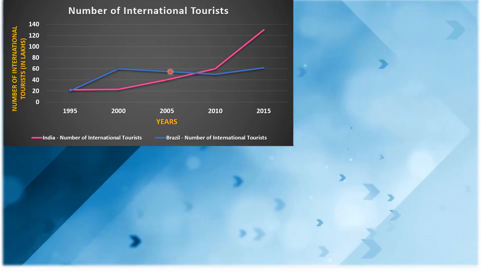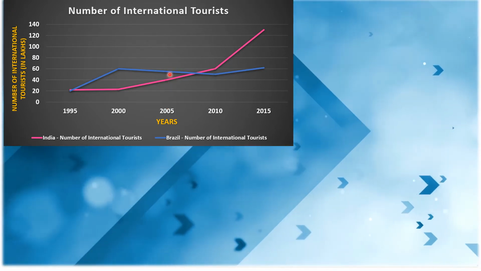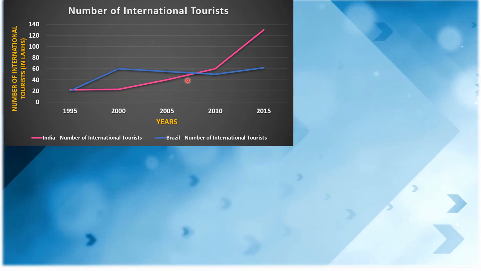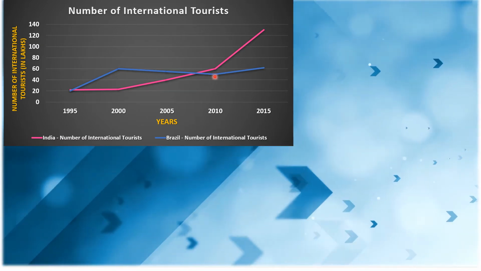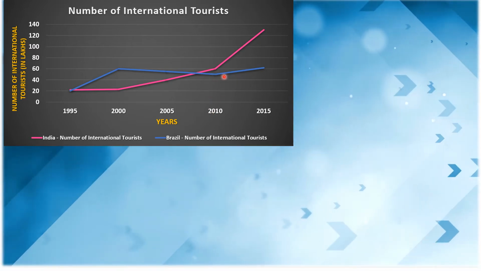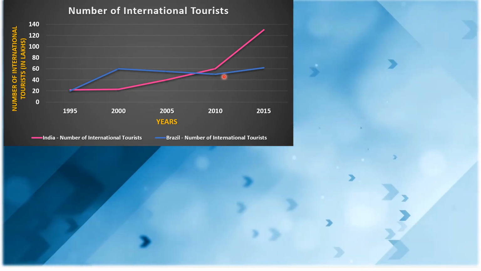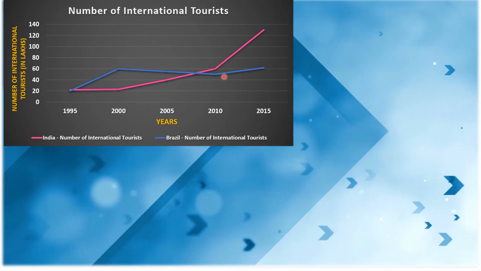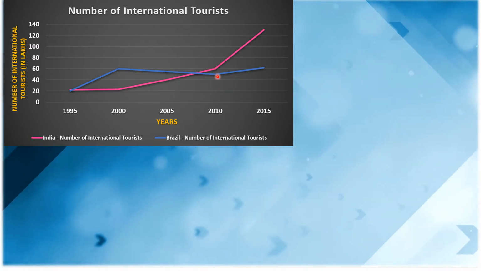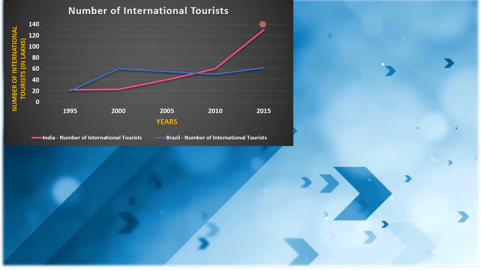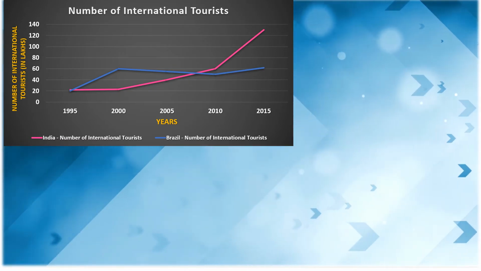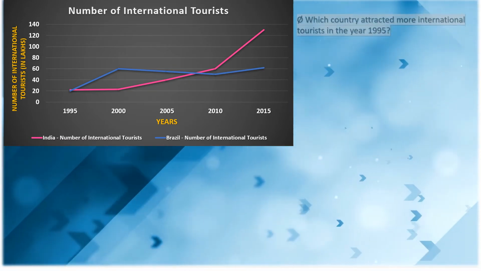Now in 2005 also we see the number of international tourists in Brazil are more than that of India, but the difference that we see is that the number of tourists in India are increasing slowly and steadily. From the year 2010, the number of international tourists visiting India are more than that of Brazil, and here the graph is showing rapid growth in the number of international tourists than Brazil. So based on this, let's move on to the questions that they have given us.